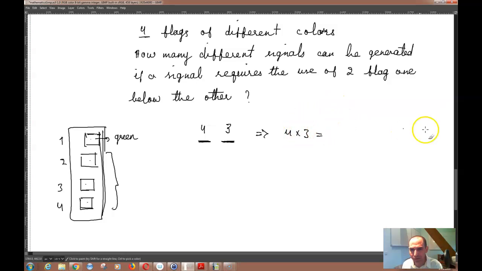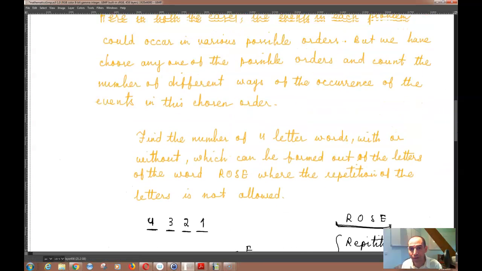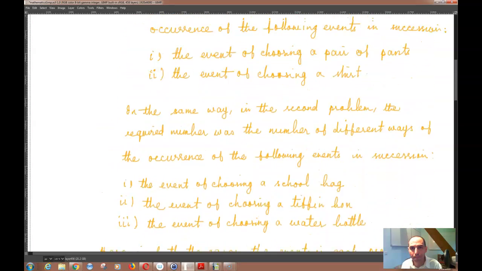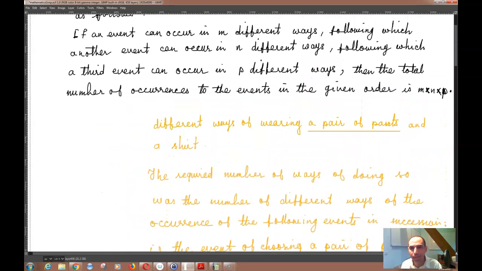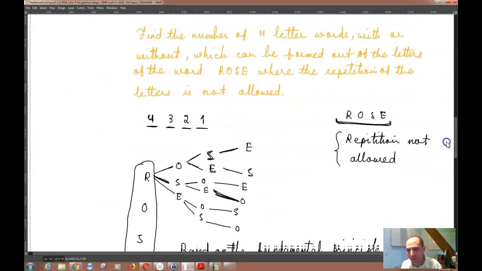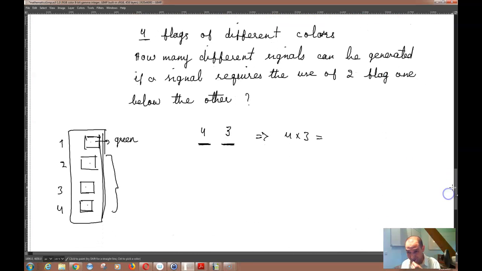based on the fundamental principle of multiplication, is 4 times 3, which is equal to 12.